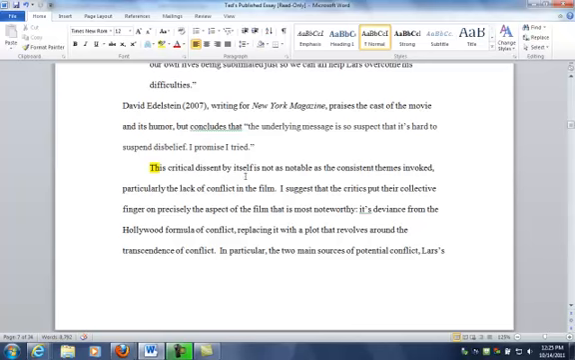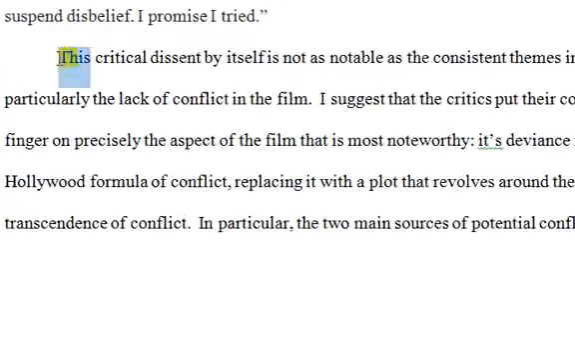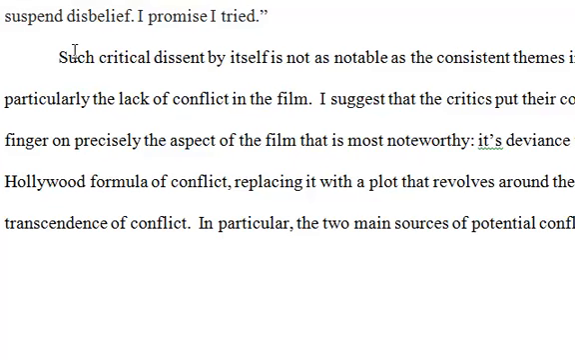This critical dissent by itself is not as notable. Okay. Well, again, this is not disastrous. I could certainly get away with not changing this, but if I wanted to, how could I do it? Well, probably the easiest way to do it, and I'm just sort of thinking out loud here, is probably to get rid of this and just replace it with a non-th word, like maybe such. Okay? So yeah, that works pretty well.